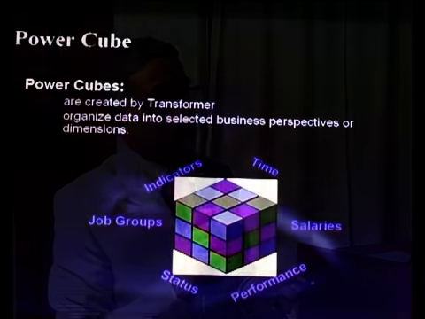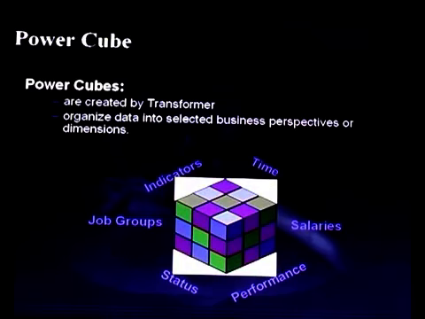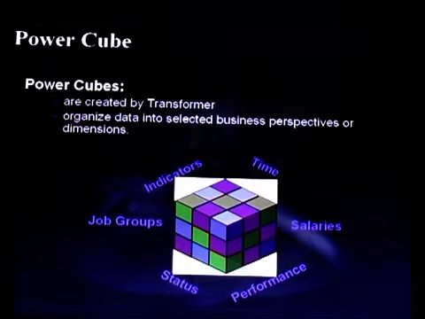So this is basically used to organize the data into selected business perspectives. For example, the picture shown on the slide gives a Power Cube involving some measures and dimensions. Here, time is a dimension, job group is a dimension, status is a dimension, and performance indicators and salaries are measures. So when you take a particular category of value on each dimension, you get a combination. On that combination, you are computing the aggregated values for all these measures. The cell contains these aggregated values.